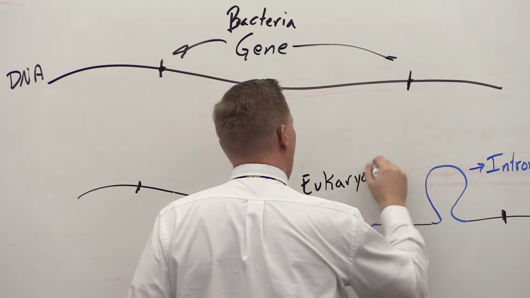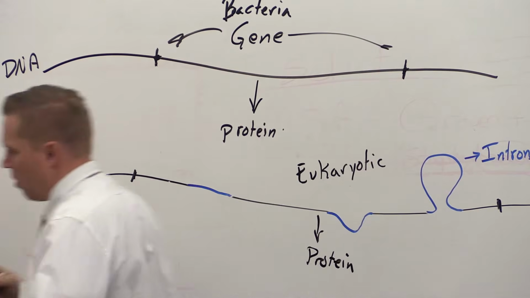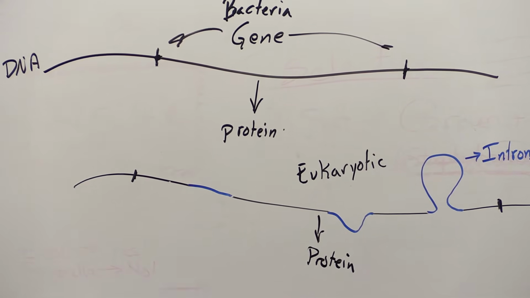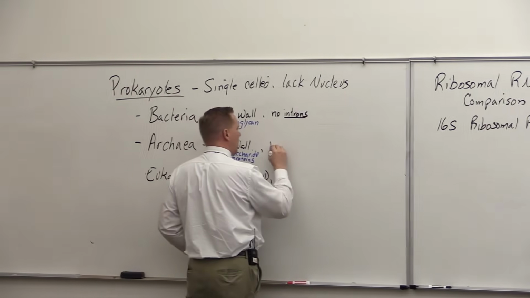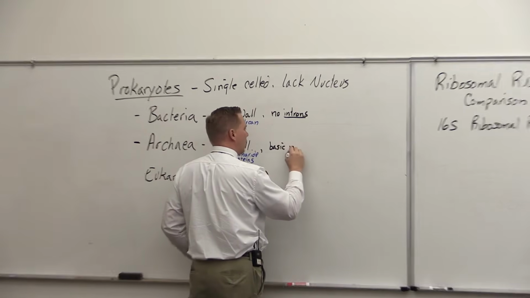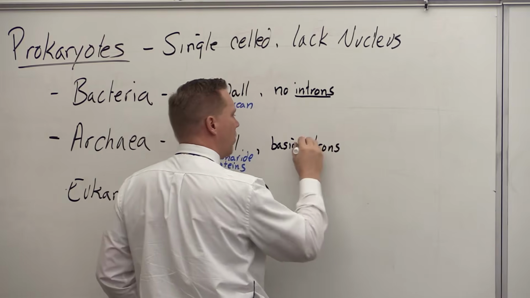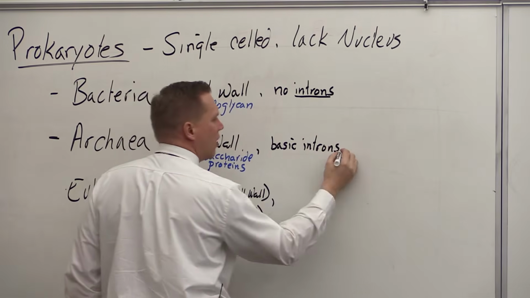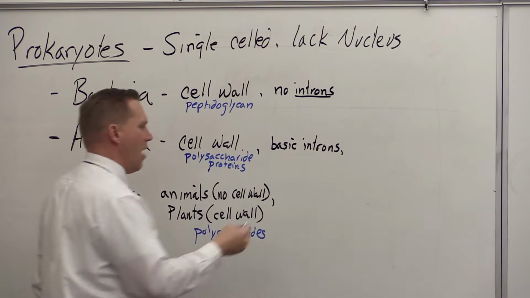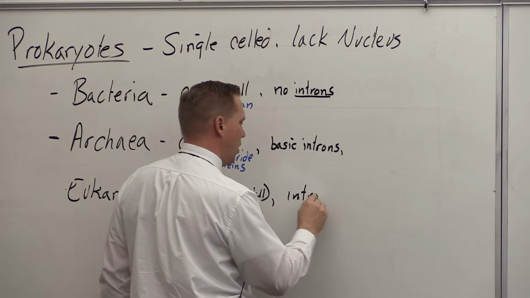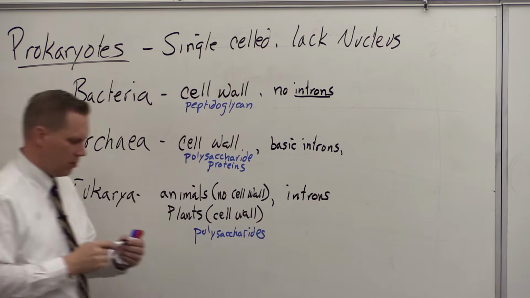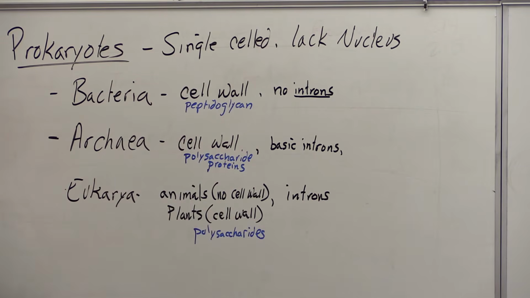We knew this. We've known this for a long time. But it was only when we started to look at the archaea that we found some very basic introns. It's not quite the complex structure that we have in our eukaryotic genome, but they do have it. And then we have introns in the eukarya, of course.